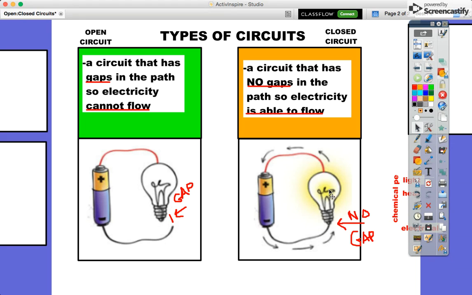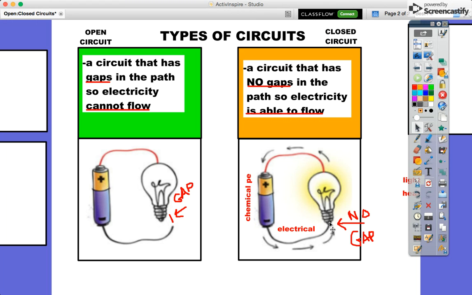Now, when we look at the flow of electricity, you also need to be aware of the energy transformations that are taking place. We're going to also label the different types of energy transformations taking place in this closed circuit. So you know that a battery has chemical potential energy stored inside of it, waiting to be used. That chemical potential energy, when the circuit becomes closed, will transfer into electrical energy as the electrons flow from the negative end of the battery through the wire.